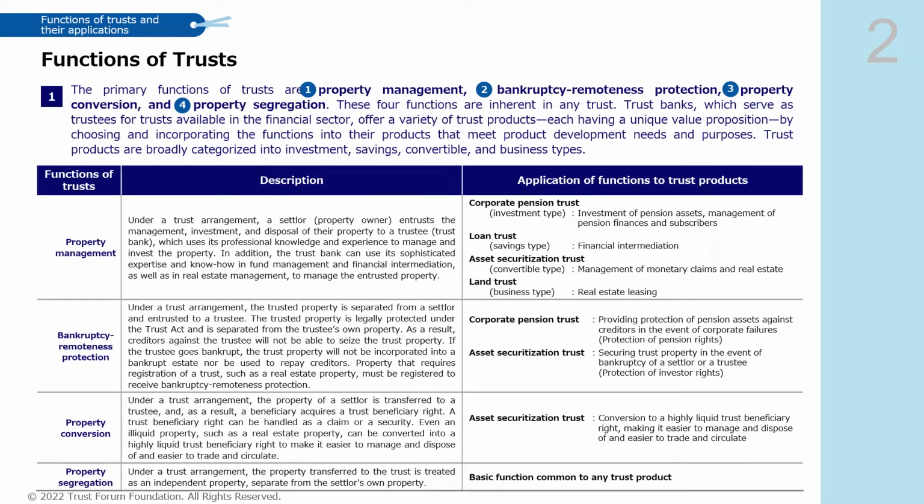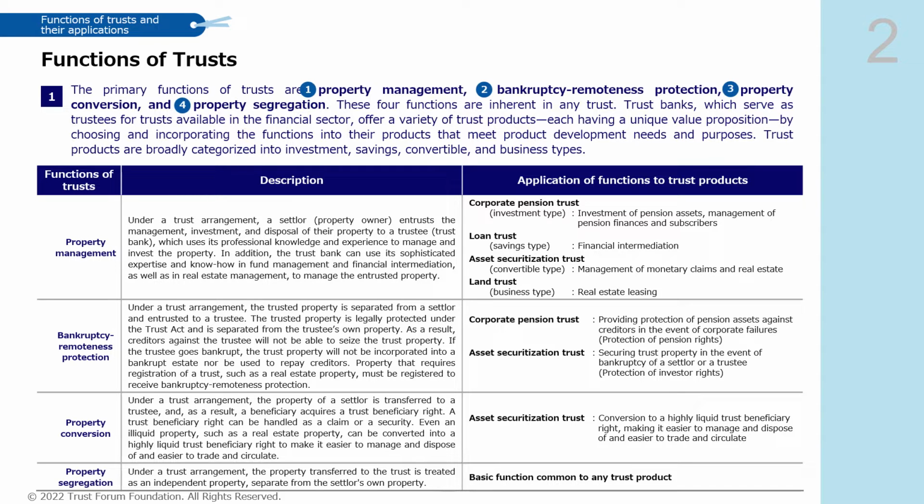In addition to those three, a trust has a property segregation function to isolate a portion of a settlor's property to create a standalone trust property. Any trust has all these functions to varying degrees. Trust banks incorporate one or two of these functions into developing trust products and services to meet specific needs and purposes. In this session, I'll talk about what trust products and services use which functions and how.